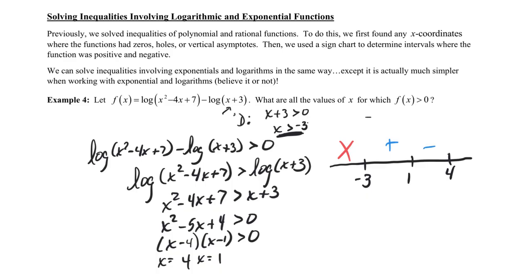Let's try a number bigger than 4. Let's go to 10. I like 10. So if I put 10 here, it's positive. If I put 10 there, that's positive. And we get a positive here.